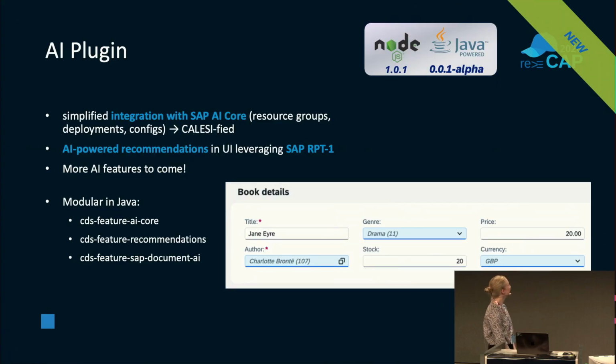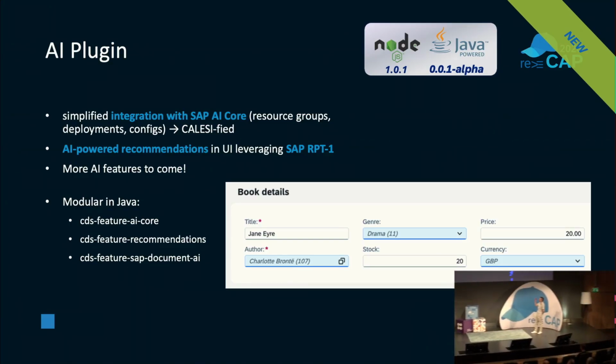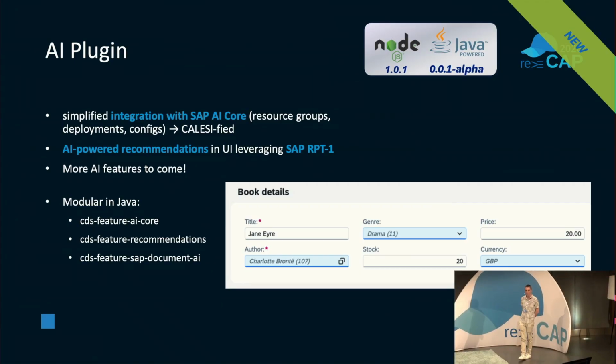Hey, very cool demo. I think that's really impressive what you can do with just a couple of annotations. Again, let me highlight a couple of points here for the new AI plugin. As Lisa mentioned, it's brand new. So the Node version is out for a couple of weeks. The Java version, we just released 1 or 2 weeks ago in an alpha version. And expect more features to come, right? So this is only the beginning.